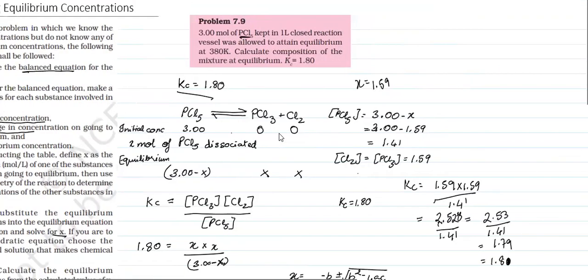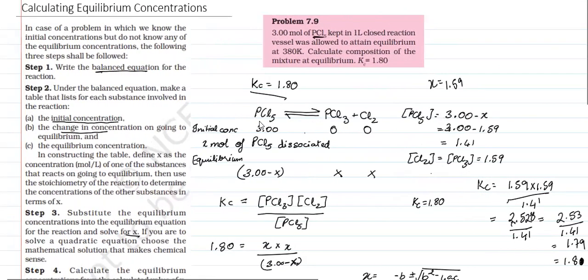In the next video, we'll be discussing question number 7.8. This is another example problem. But in that case, it's more about the partial pressure and not the concentration. And that's why I wanted to use this to get the equilibrium concentration part of the topic done. I hope you understood this. In the next video, we'll be discussing question number 7.8.